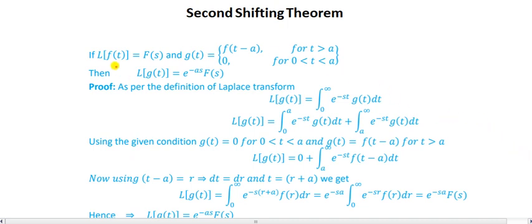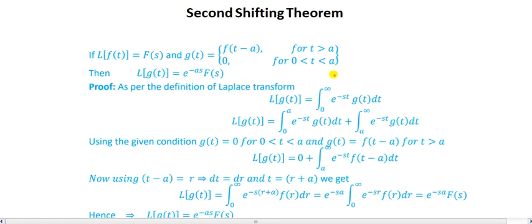It states that if the Laplace transform of f(t) is F(s), and g(t) means f(t minus a) for t greater than a, and for t between 0 and a its value is 0, then the Laplace transform of g(t) is e to the power minus as times F(s).